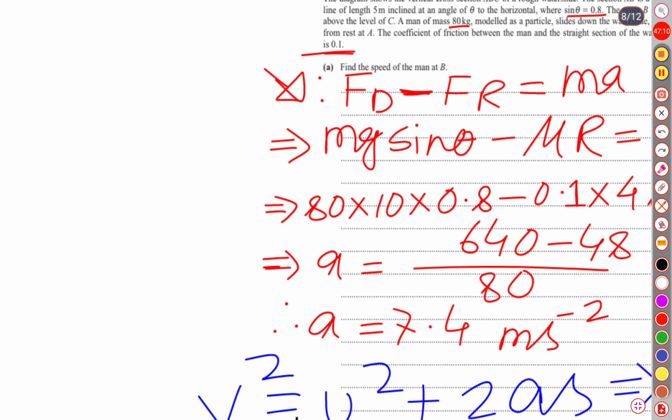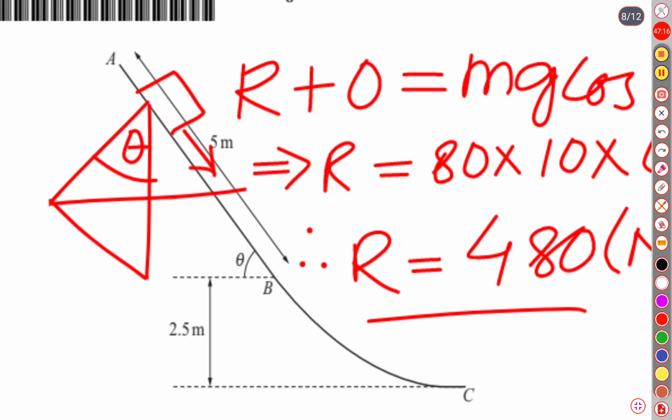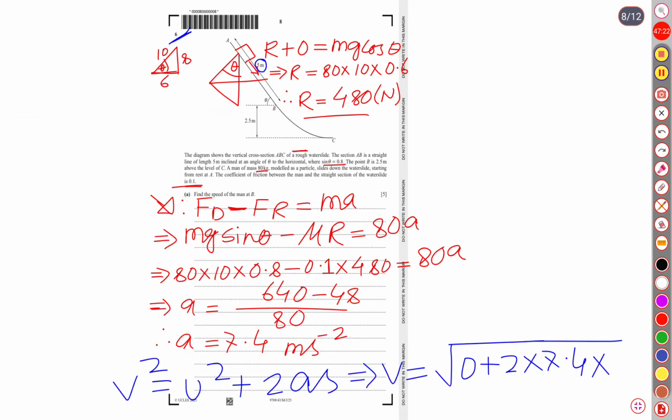Look at this, let me show you. The distance from A to B is actually 5 meters. So the value of s is 5. Let us write here 5. Hence our velocity is going to be square root of 2 into 7.4 into 5, that is 8.60 meter per second. So our velocity at point B is 8.60 meter per second. That's all about this question.